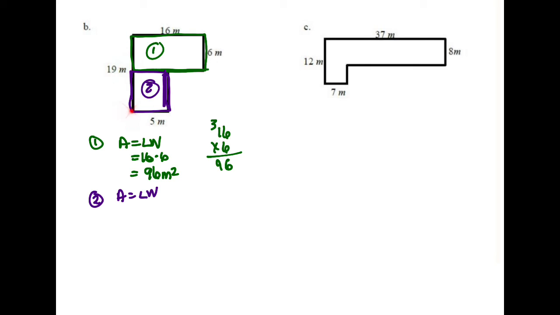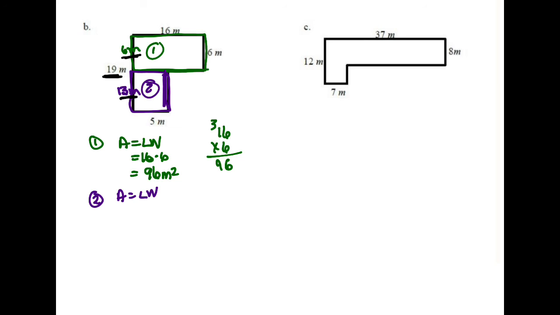So 19 minus the green part. So what is this part of the green? It's the same as this part. Because it's a rectangle, these are the same. So this is 6. So 19 minus 6 is 13. Definitely not drawn to scale, is it? Okay. And we know that's true because 6 meters, 13 meters give us the 19 meters.